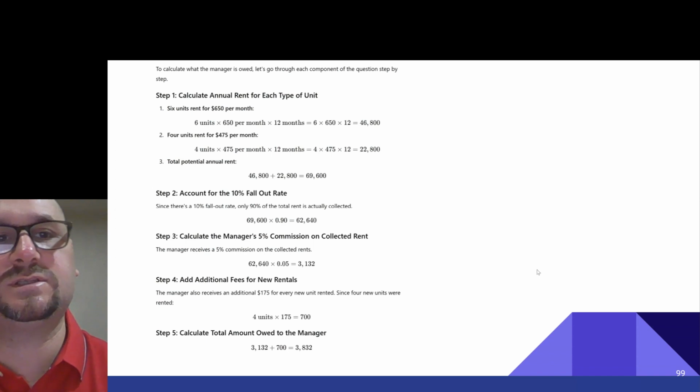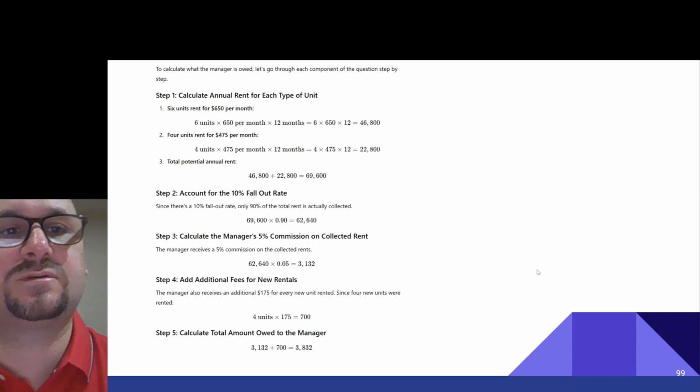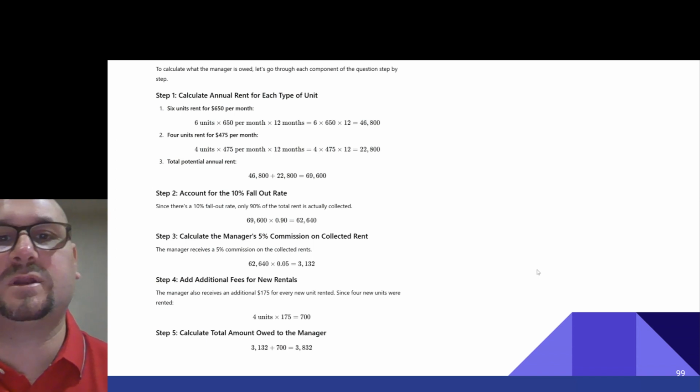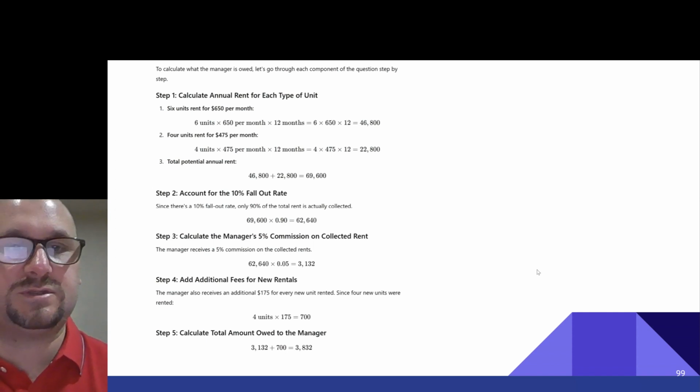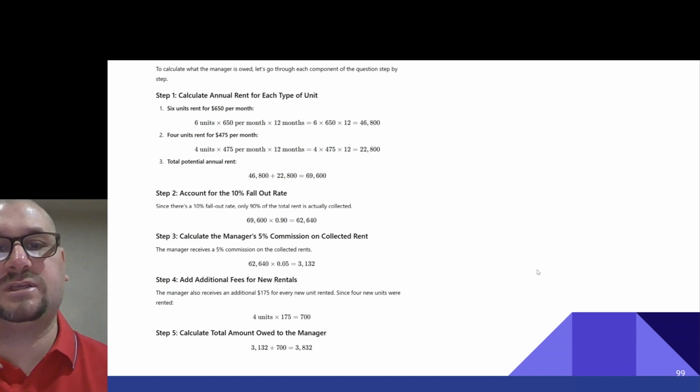So the 6 units brought in 46 grand. The 4 units brought in 22 grand. Okay, with the fallout rate, 62 grand. Multiplied by the commission of 5%, it's 3132. Add the 700, 3832.